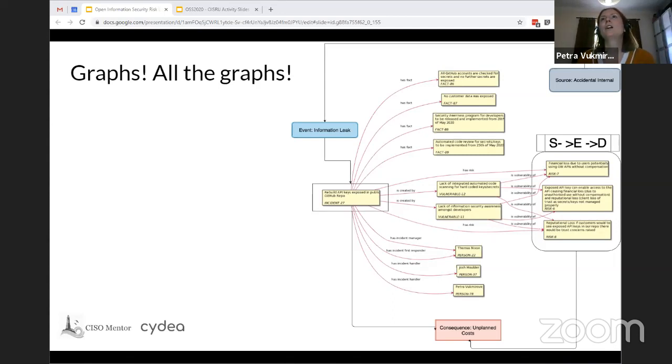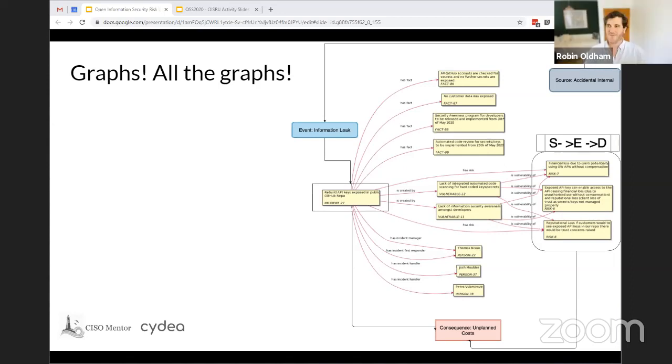And this is where we need to separate the sources, events, and consequences here. I'm not sure why I put D. It's SEC. Okay, must have been very late at night.